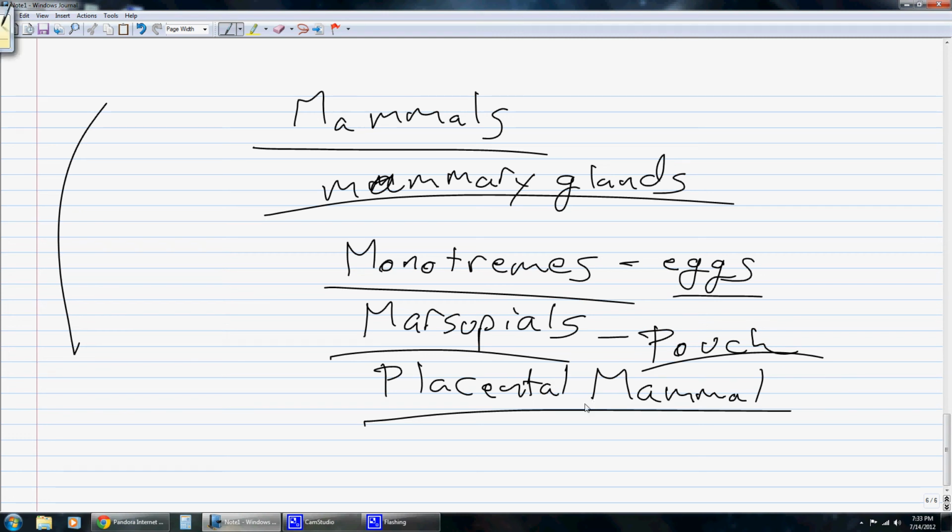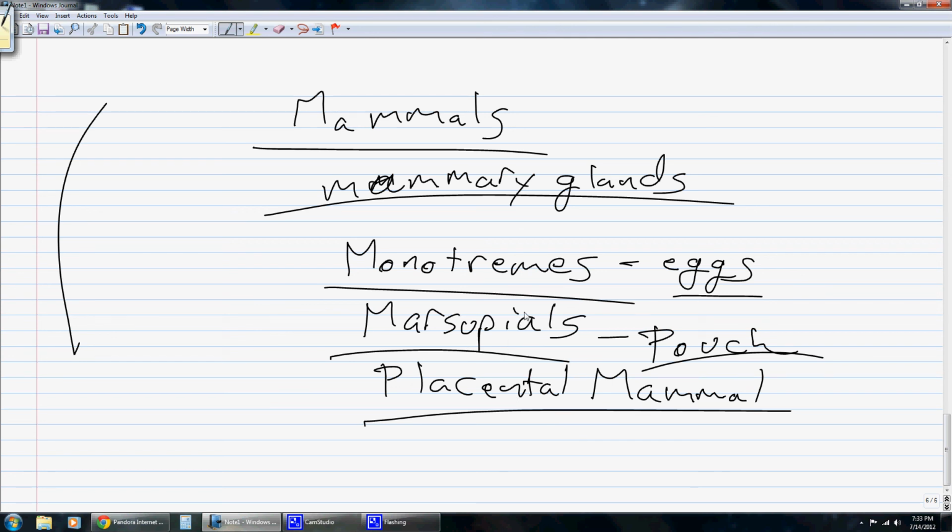But placental mammals are going to be mammals that develop inside the mother, and where placental comes from is that there's an organ called the placenta, and this is actually going to be passing nutrients to the baby from the mother, further developing the baby. So that's where the name placental mammal is going to come from. So those are the 3 groups.